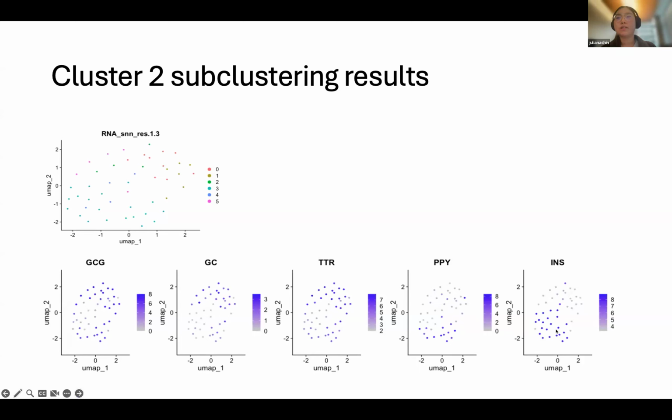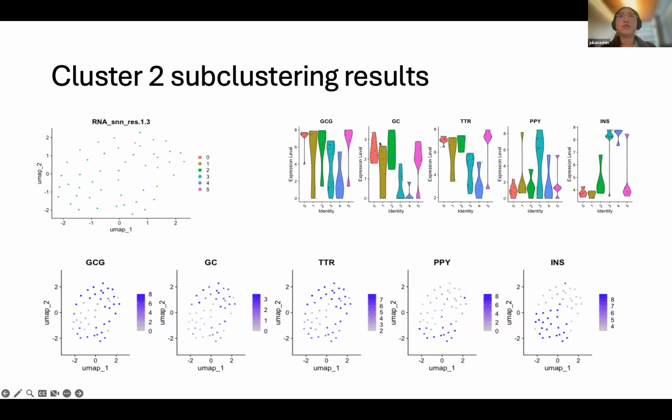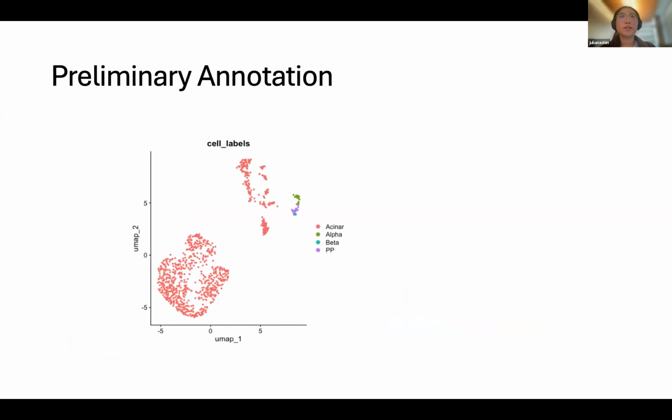But I also saw there were a lot of cells positive for this INS gene, which is a beta cell marker. So going along with that annotation, I also used violin plots to further validate my predicted annotations. So this is what I ended up with at the end, where I denoted these two clusters as acinar cell type, and then I had my alpha, some beta, and some PP.